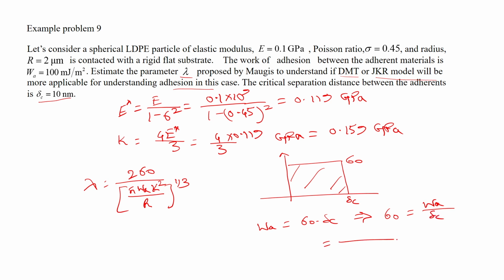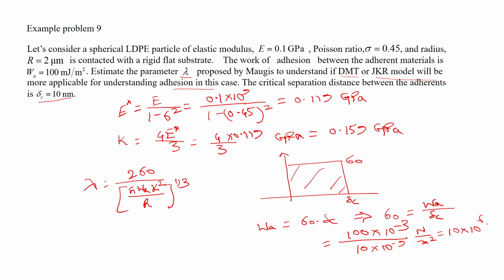That is equal to 100 millijoule per meter square, 10 to the power minus 3, divided by delta c, 10 nanometer, 10 to the power minus 9, in Newton per meter square. Here it comes out to be 10 to the power 9 divided by 10 to the power 6 times 10, so 10 into 10 to the power 6.